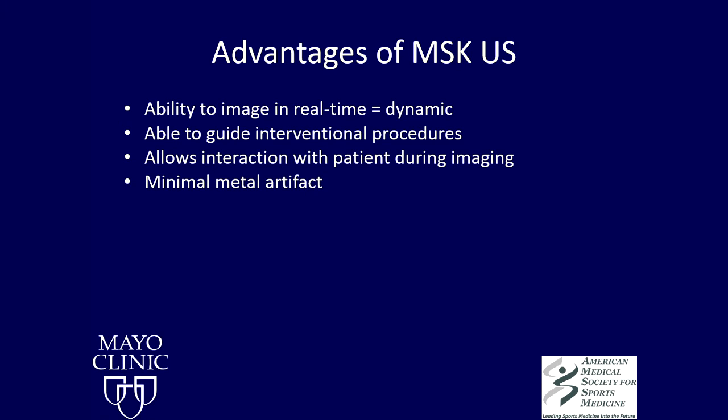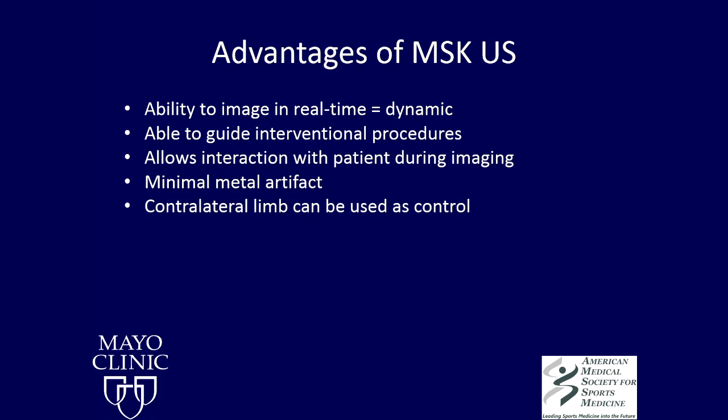It has minimal metal artifacts, so CT scans and MRIs when you're doing post-operative evaluations can really be skewed by the metal artifact, and it can be difficult to see the structures immediately adjacent to the metal. Whereas with ultrasound, although you can't see through metal, you can certainly see down to metal. And so you can look for peri-metallic abscesses, rubbing of screws that are prominent against tendons and adjacent tissues. So it's very nice from that standpoint.